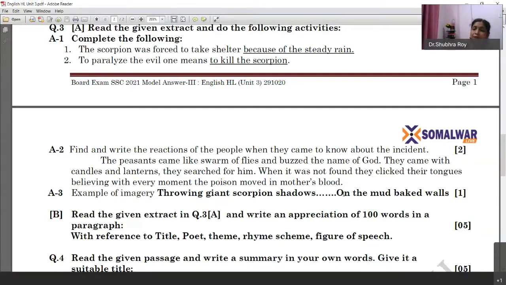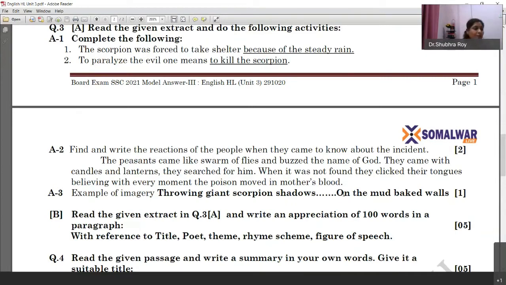And then you can write the theme of the poem: mother's unconditional love for her children. Even though she was groaning in pain, still she thanked God that the scorpion did not pick her children. Then you can give the rhyme scheme. You can find the rhyme scheme and figures of speech from the given extract. And finally, you can write an appreciation of 100 words in one single paragraph, not mentioning the points. The points are just for your reference.